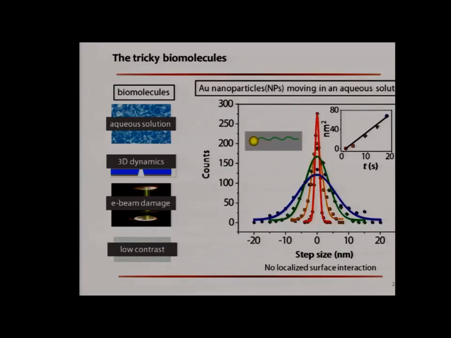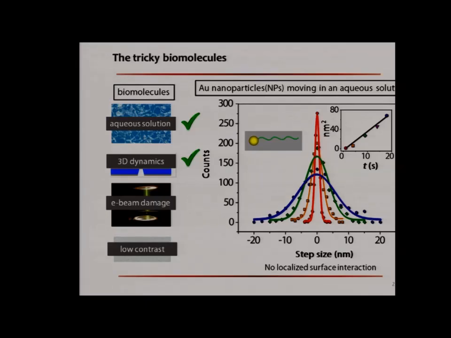I optimized the sample preparation procedure using gold nanocrystals moving in an aqueous solution, and then I observed them in the TEM. The gold nanoparticles are moving, which means, yes, we are able to trap aqueous solution between two graphene layers. And they are moving following a simple Brownian motion, with just one diffusion coefficient, which means there's no localized attraction between the sample and our substrate. So these two requirements are met.